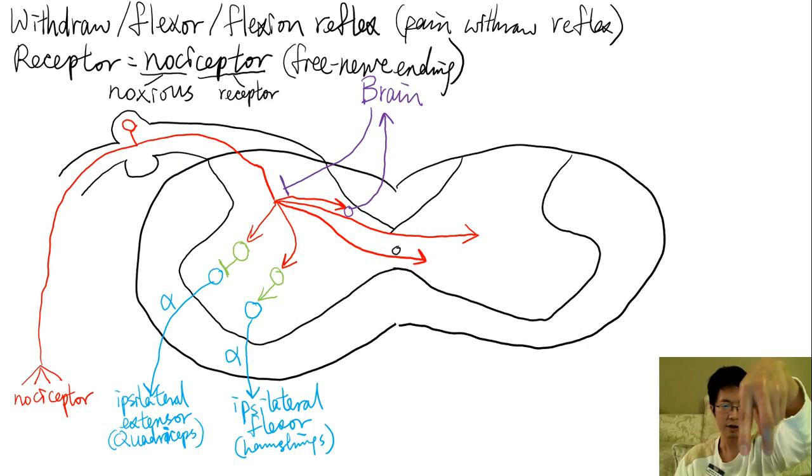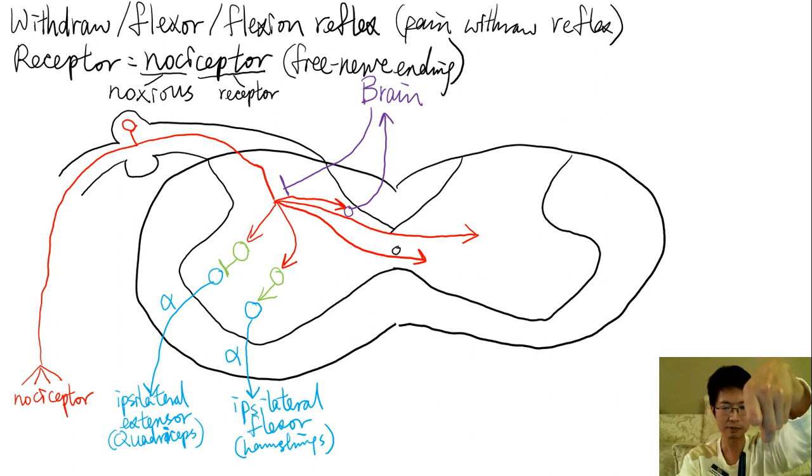One of the legs steps on a nail. Oops! It hurts, right? Step on a nail. It hurts. Then what will happen? What will happen? It will immediately withdraw because it's called the pain withdrawal reflex. It will withdraw like this.